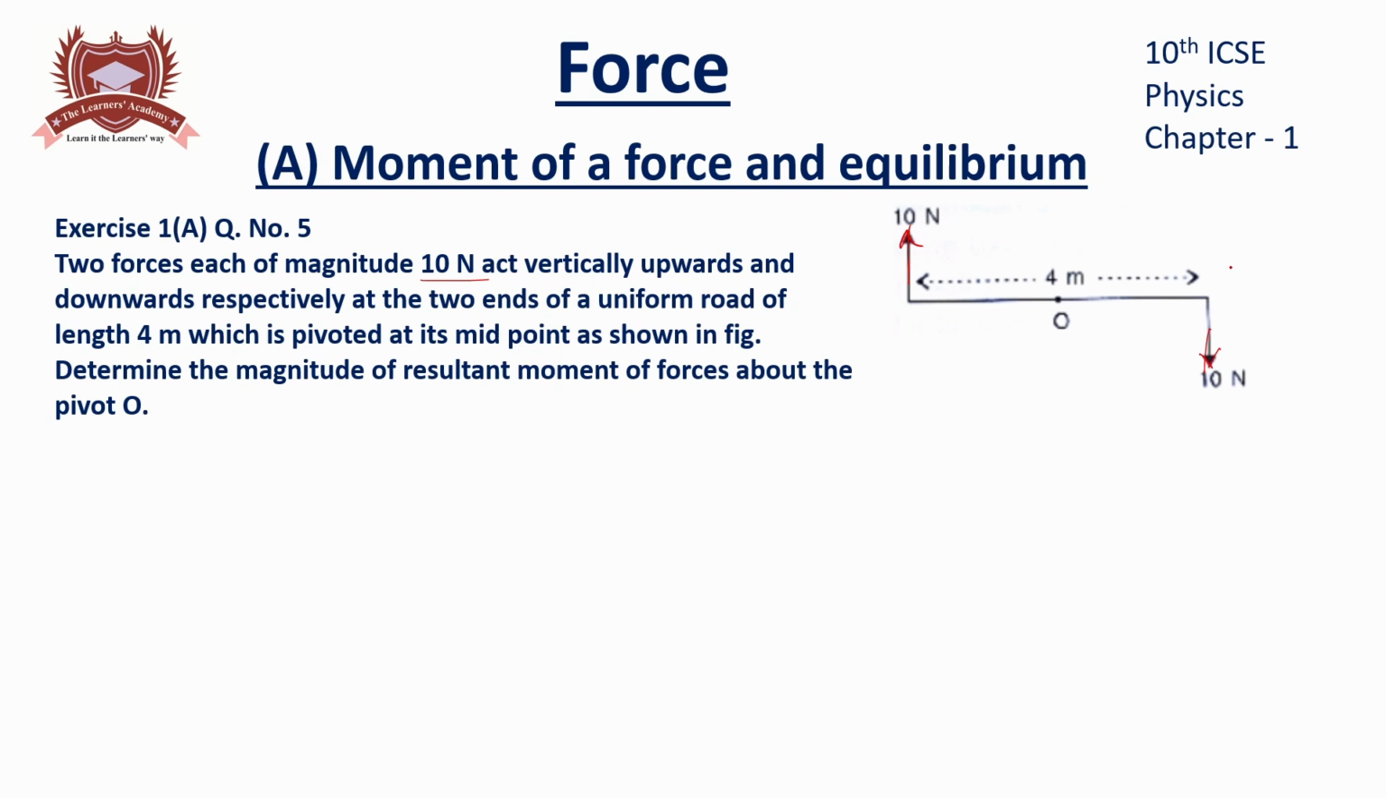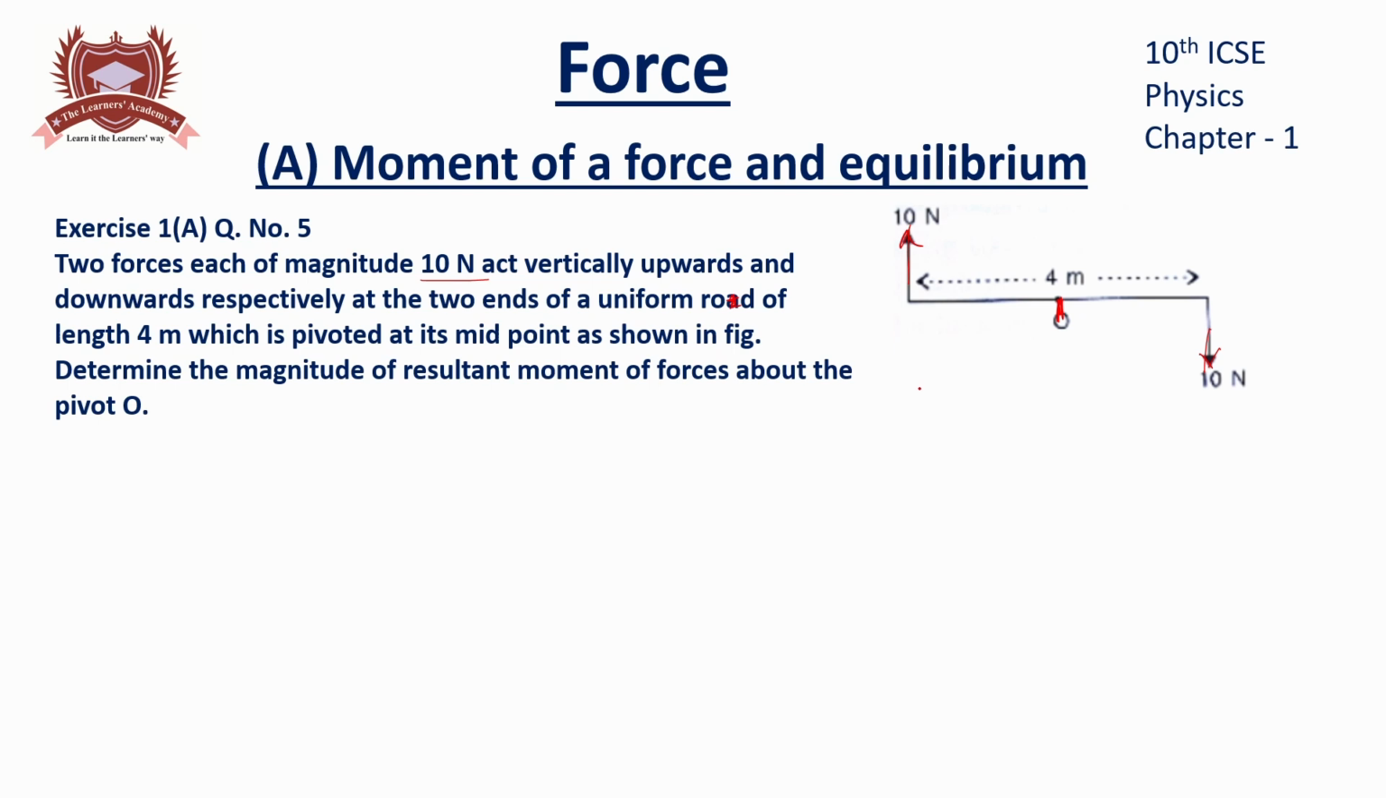At two ends of a uniform rod of length 4 meters. Now, here it's a misspelling. It should be a rod. We have to determine the magnitude of the resultant moment of forces about the pivot O.